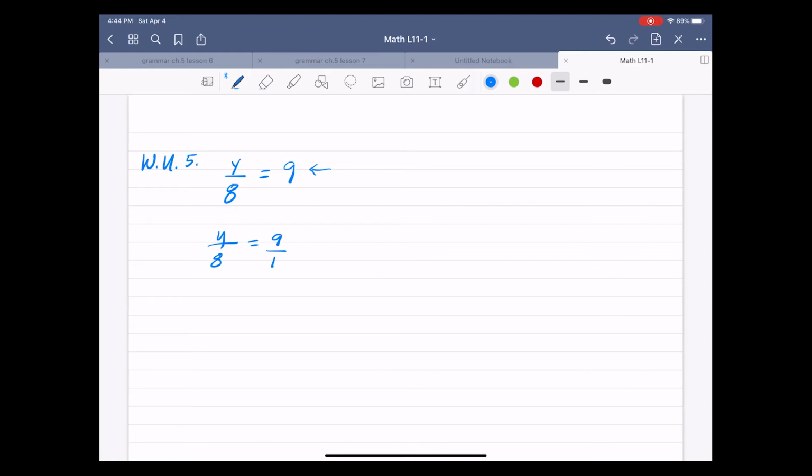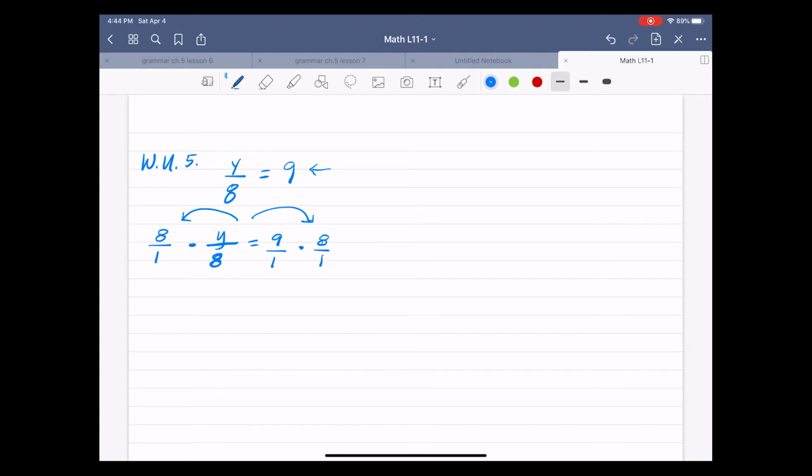Now, I want to isolate the variable. Well, my question is, what's in the way of y being by itself? Divide by 8 is keeping y company. We want to kick divide by 8 out. How do we do that? What's the inverse of divide by? It's multiply by 8. Multiply by 8 over 1. If I multiply the left side by 8 over 1, guess what I have to do to the right side? Multiply it by 8 over 1.